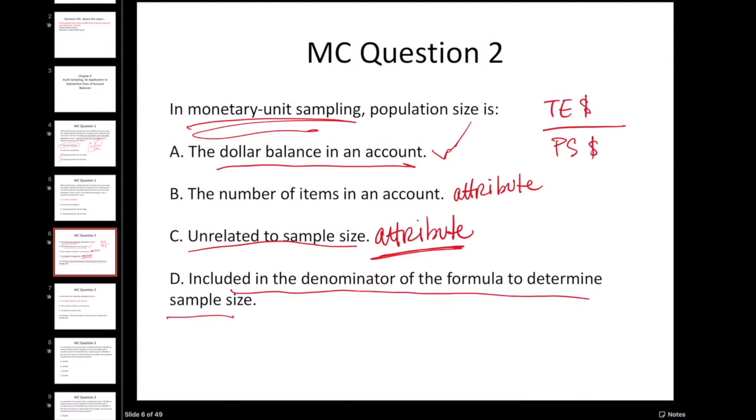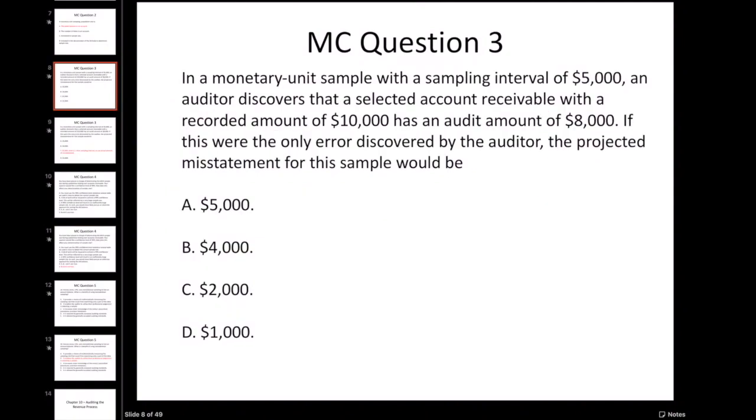Well, this seems to be referencing non-statistical sampling. But even in non-statistical sampling, we know it is in the numerator, not the denominator of the formula. So this is wrong either way. So all three of these are wrong. This one's looking good. Question 3.